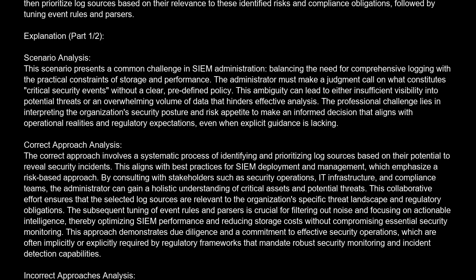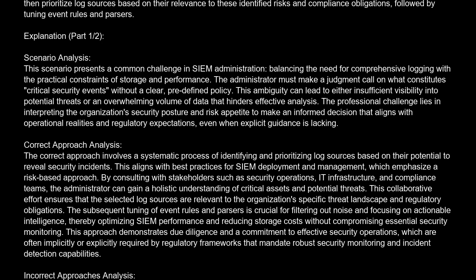The subsequent tuning of event rules and parsers is crucial for filtering out noise and focusing on actionable intelligence, thereby optimizing SIEM performance and reducing storage costs without compromising essential security monitoring. This approach demonstrates due diligence and a commitment to effective security operations, which are often implicitly or explicitly required by regulatory frameworks that mandate robust security monitoring and incident detection capabilities.